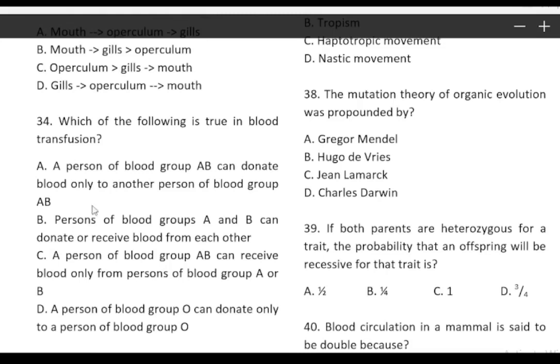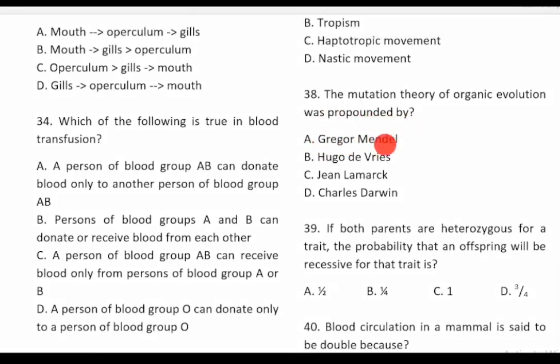And then question 38. The mutation theory of organic evolution was propounded by Gregor Mendel, Hugo de Vries, John Lamarck, or Charles Darwin. Gregor Mendel was the one that actually talked about genetics.